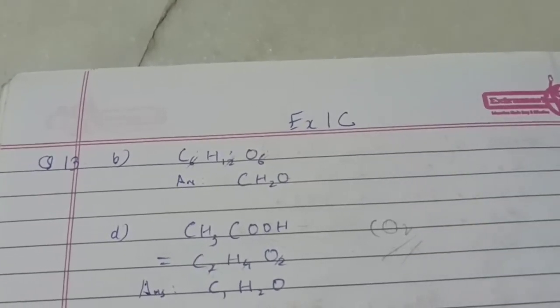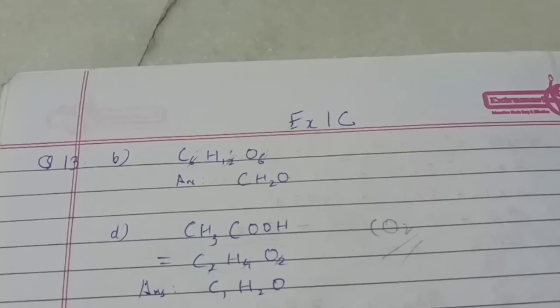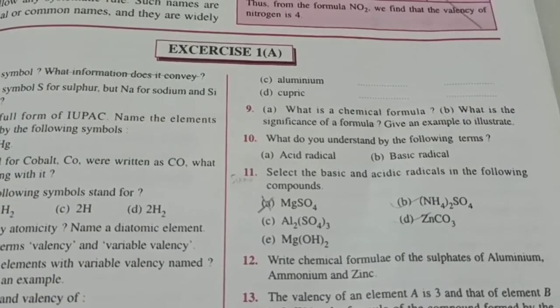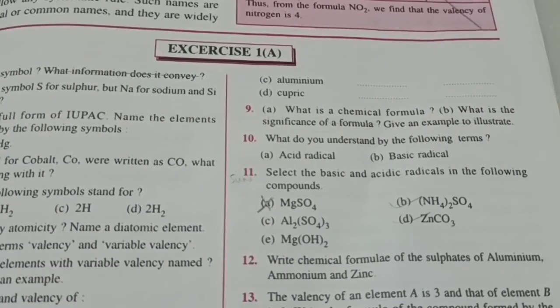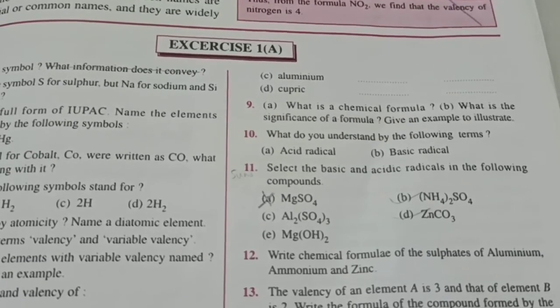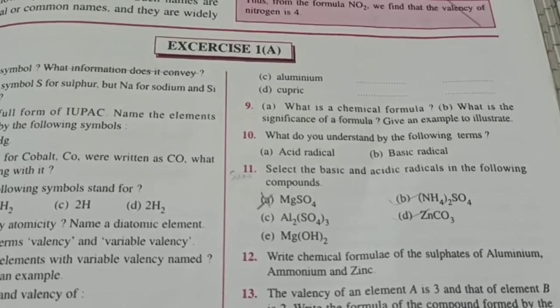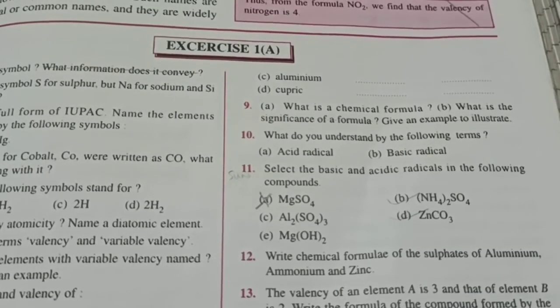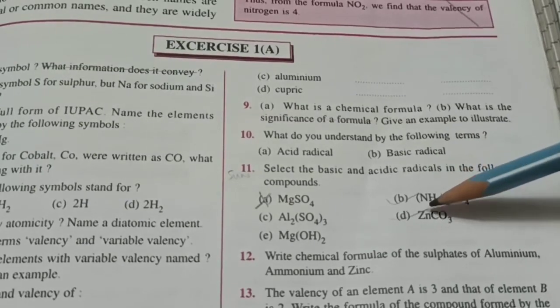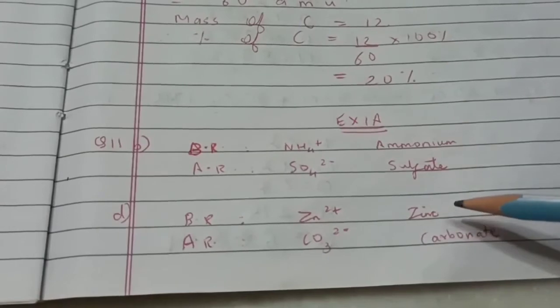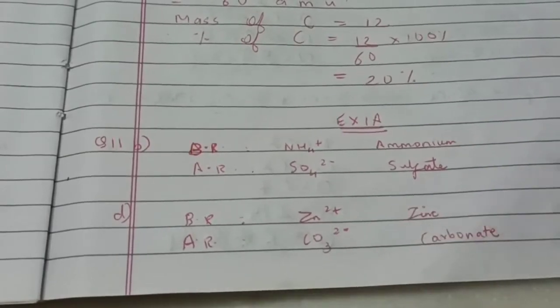And now, let's do exercise 1A sum. The 11th one, where the formula was given and we have to split and identify the basic and the acidic radicals. Remember, the basic radical is the cation and the acidic radical is the anion. Cancel the A1 and let's do B and D. In the B1, I see ammonium and sulfate ions. In the D1, I see zinc and carbonate ions. So that's how we write it. Make sure you write the correct valency and the name as well.